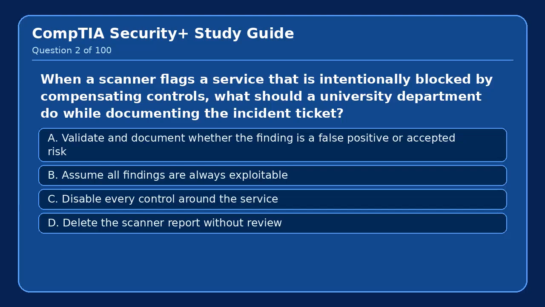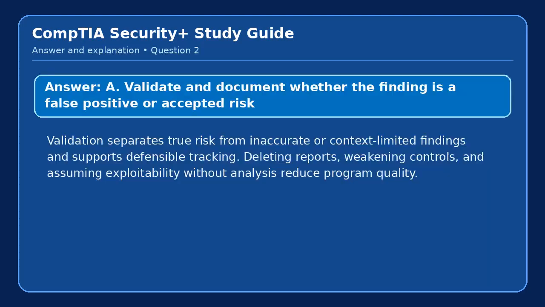The answer is A. Validate and document whether the finding is a false positive or accepted risk. Validation separates true risk from inaccurate or context-limited findings and supports defensible tracking. Deleting reports, weakening controls, and assuming exploitability without analysis reduce program quality.